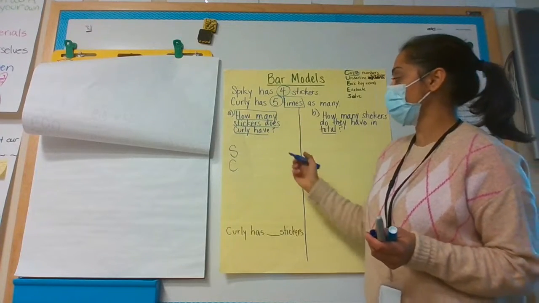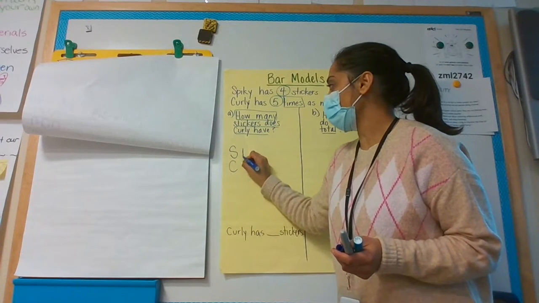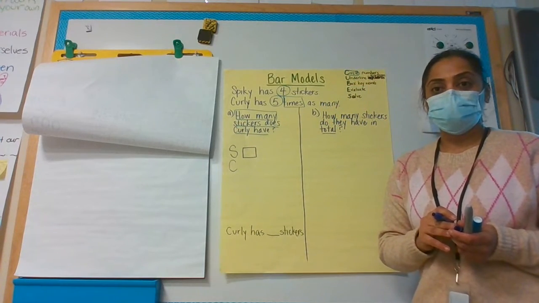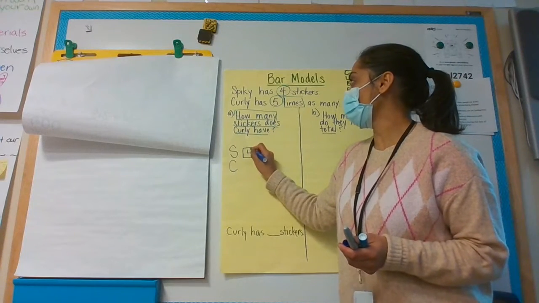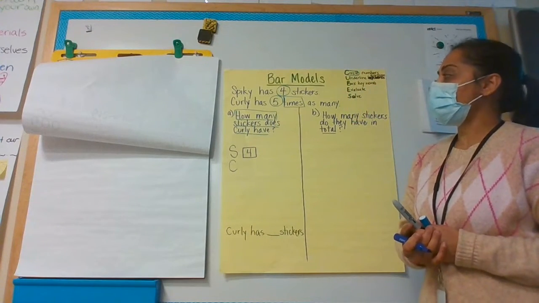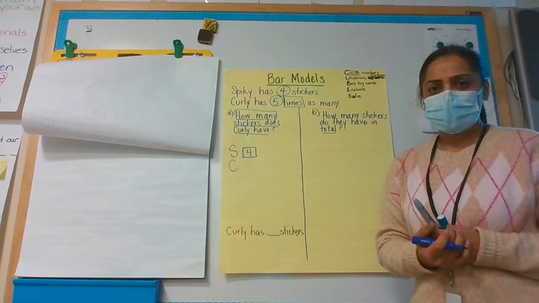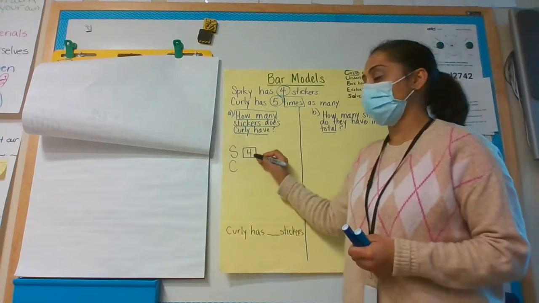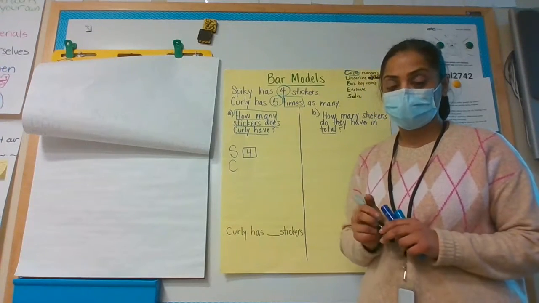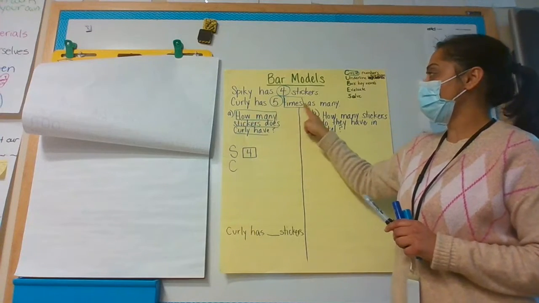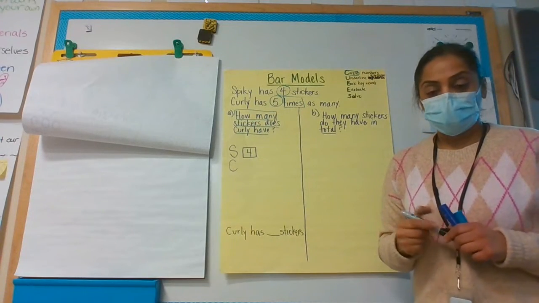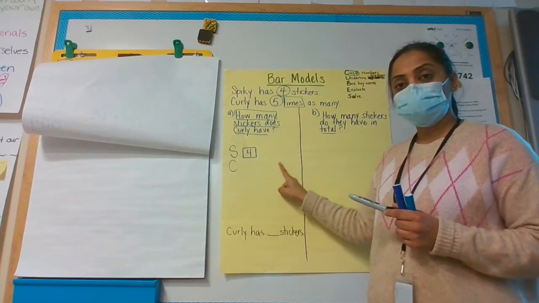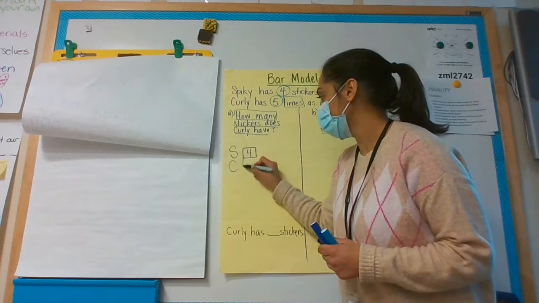Okay, so Spiky has 4 stickers. So I'm going to draw a bar that looks like this. And in it, I'm going to write 4, representing the 4 stickers. Curly has 5 times as many. So in class, we've been talking about how it's really, really important to make sure when you draw the bars, they represent the numbers correctly. So if it says Curly has 5 times as many, what am I going to do? I'm going to show this bar 5 times for Curly. So let's go ahead and do that.